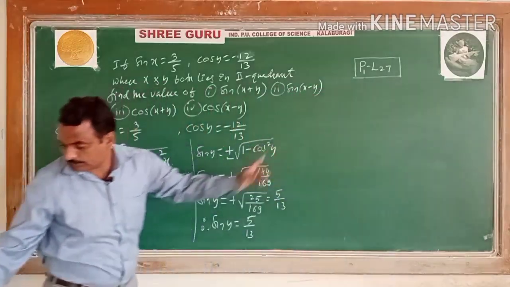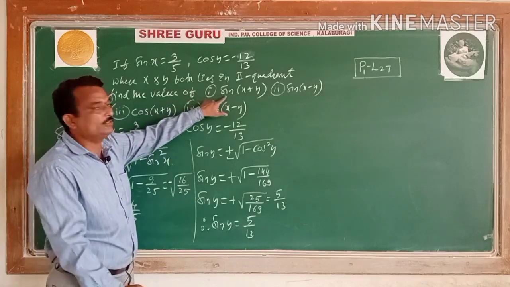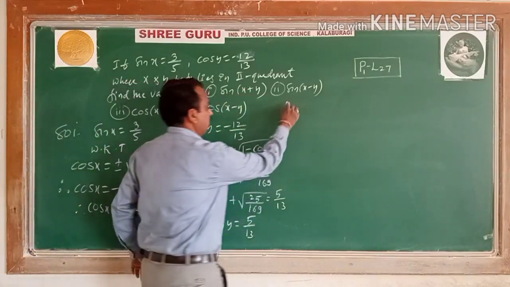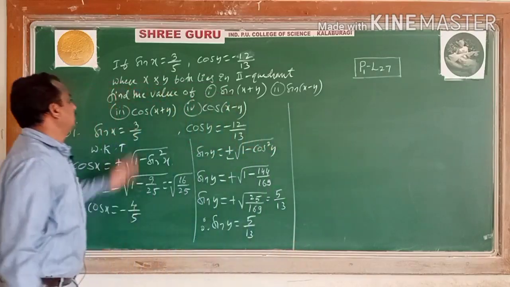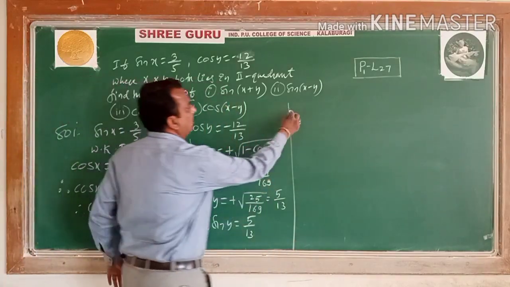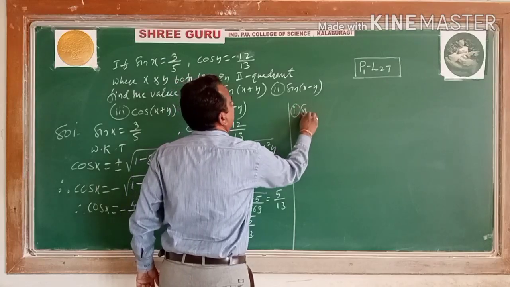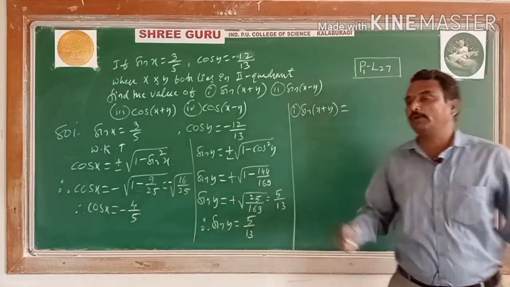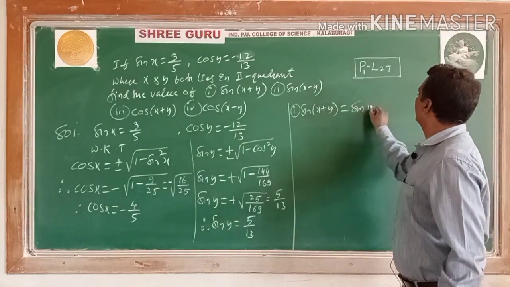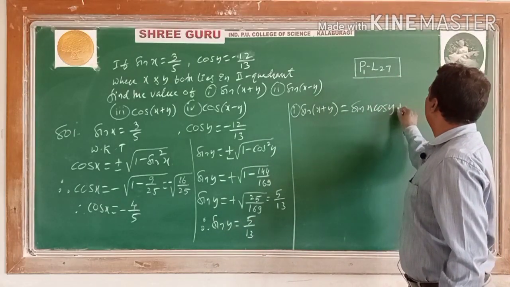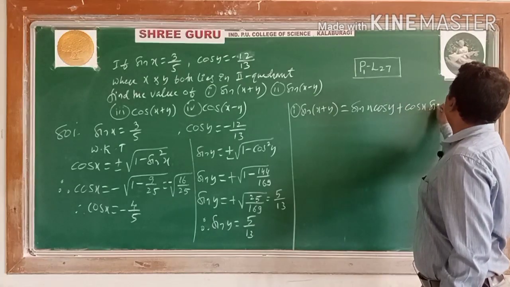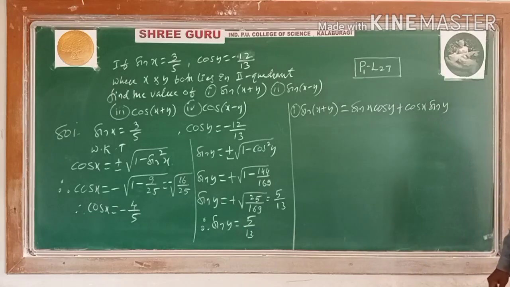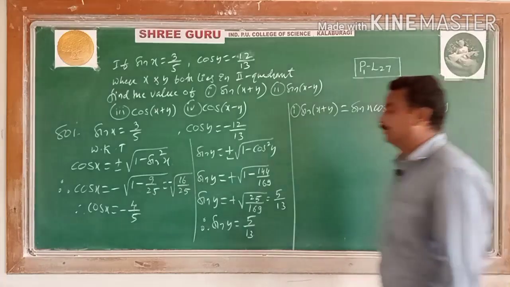First one: in the textbook he asked only sin of x plus y. But for practice I have also given the remaining ones, the difference of sin and the sum and difference of cos. Let us see one by one. First one, sin of x plus y. You know very well the formula: sin of x plus y is equal to sin x into cos y plus cos x into sin y.